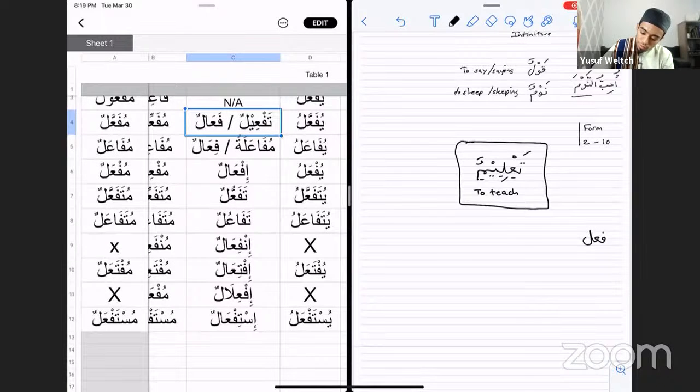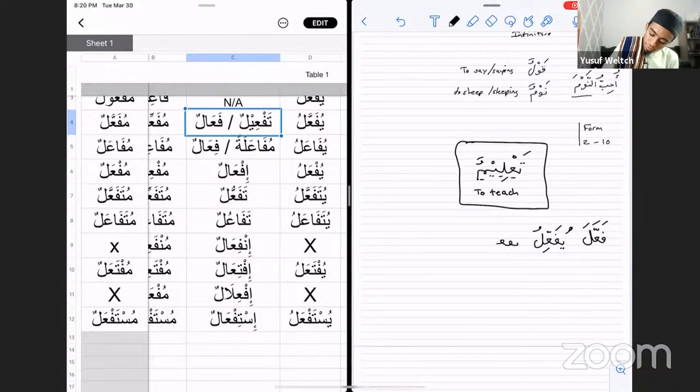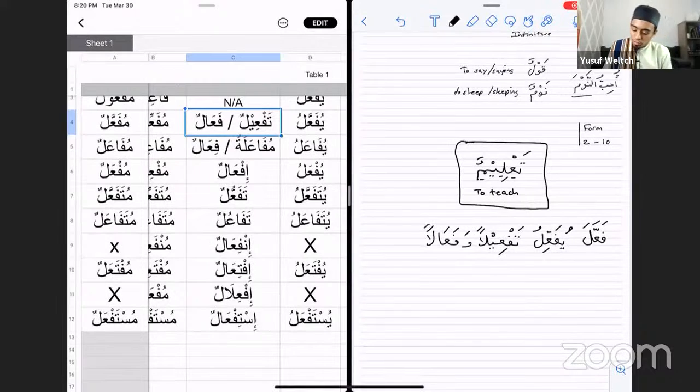If I were to write out form 2, it would be fa'ala, yufa'ilu, past tense, present tense, masdar. What's the masdar of form 2? There's 2. Taf'ilun, like ta'limun. Taf'ilan, wa fa'alan. They're made mansub just per the pattern.